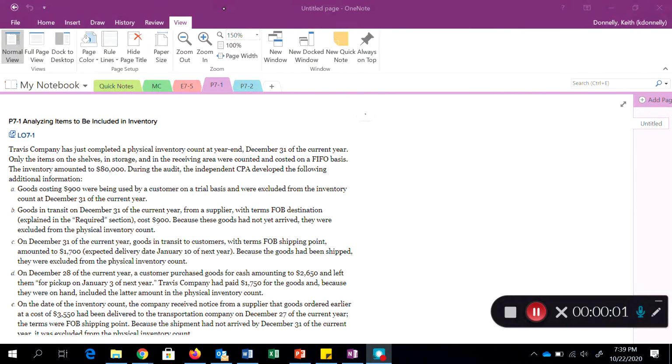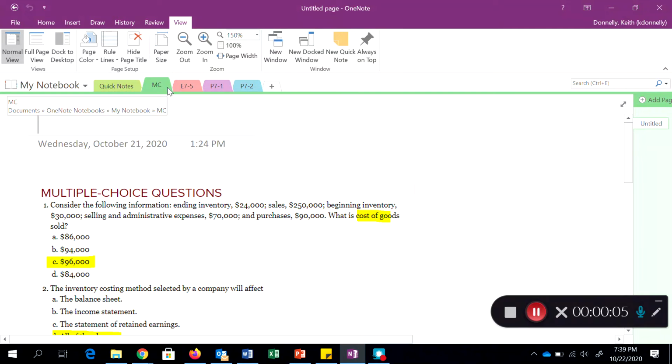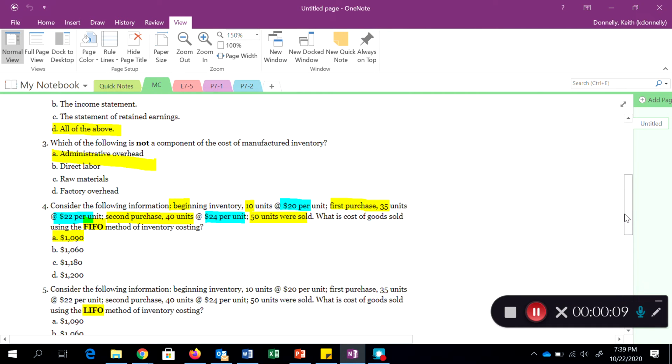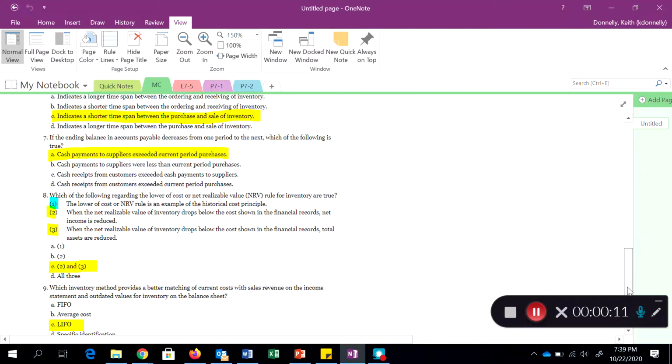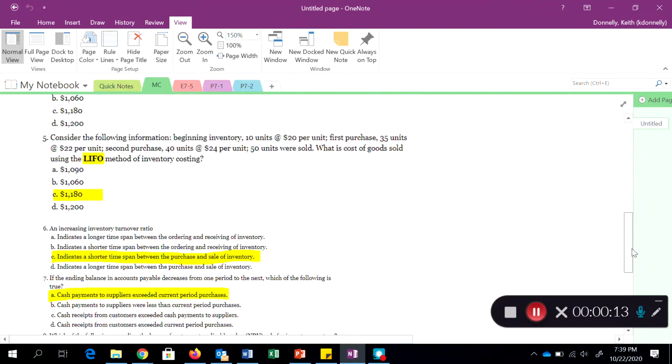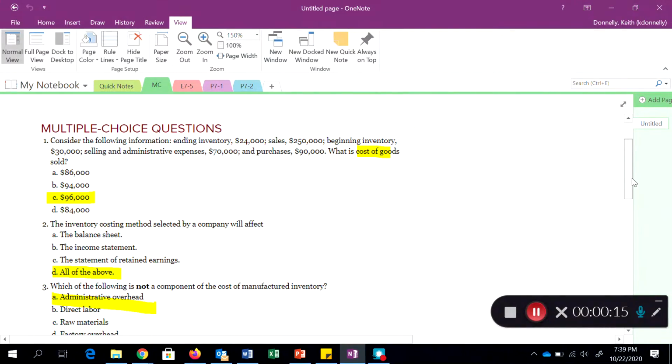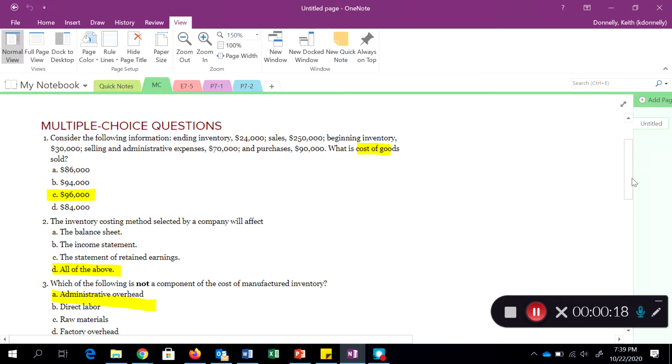The multiple choice questions in the back of the book. We'll start with those, then we have a couple problems we're doing. I have the answers highlighted here. I'm going to do it a little bit different this week, but I want to show you how we got there, how we did it.